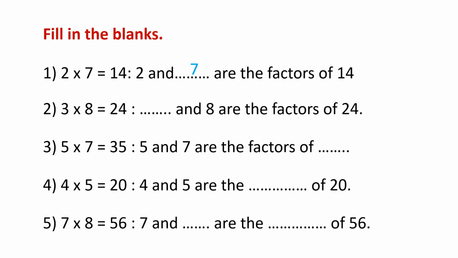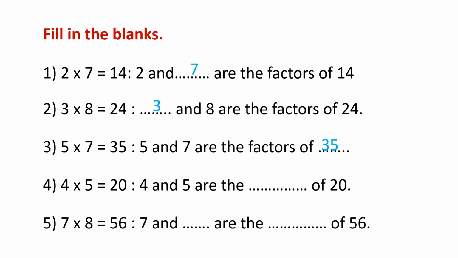Question number 2. 3 multiplied by 8 is equal to 24. Dash and 8 are the factors of 24. And the answer is yes, 3 because 3 8s are 24. Question number 3. 5 multiplied by 7 is equal to 35. 5 and 7 are the factors of dash. And the answer is 35 because 5 7s are 35.